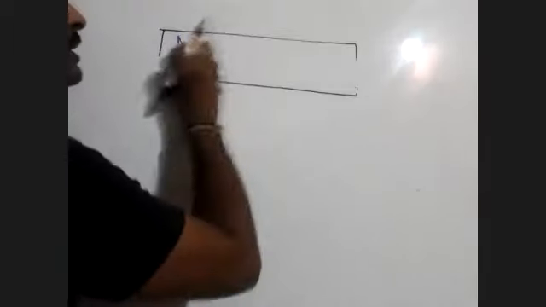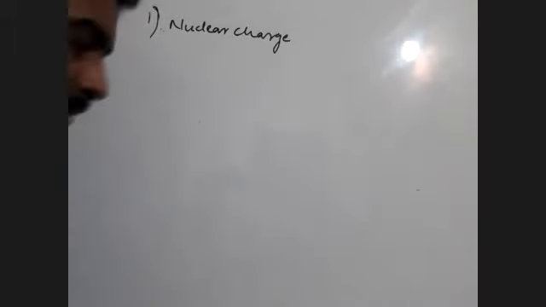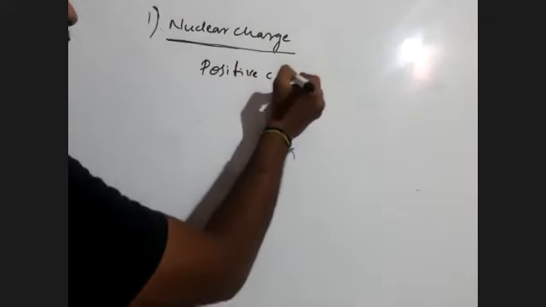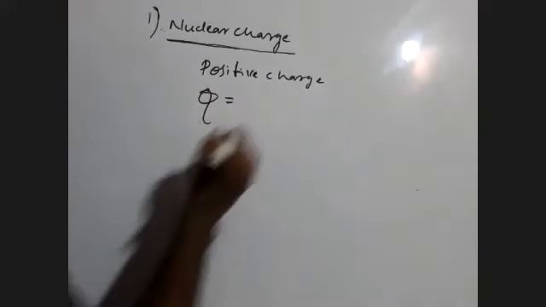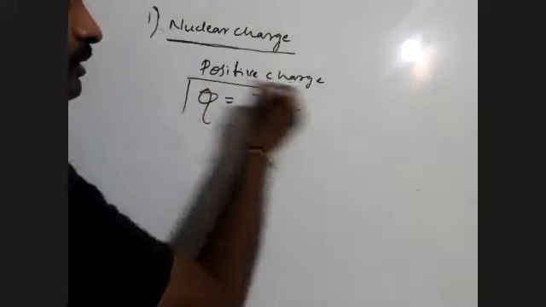In the nuclear properties, the first one we are going to discuss is nuclear charge. We have already discussed that the nucleus possesses positive charge. That charge is equal to the atomic number times the charge of each proton.